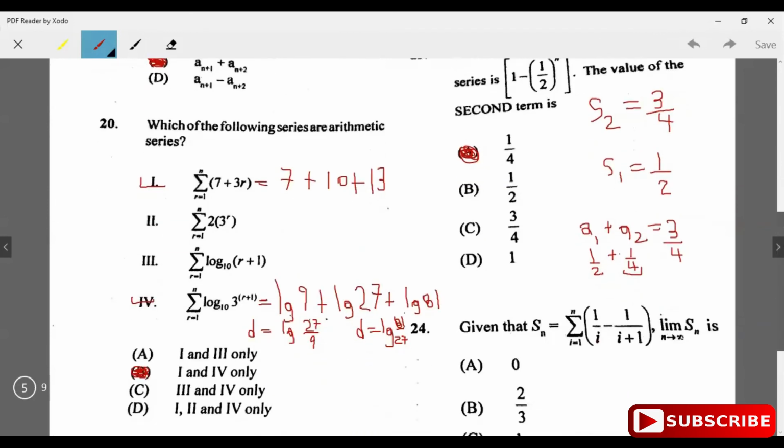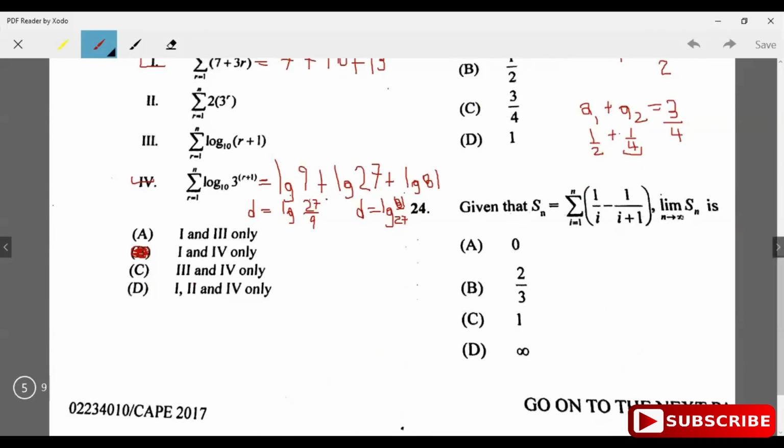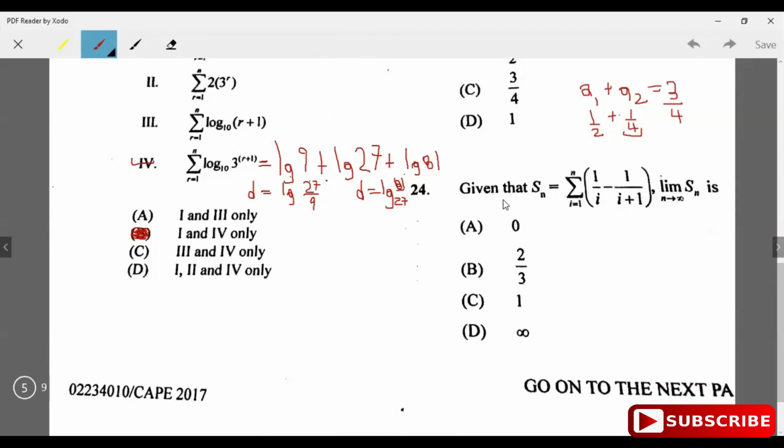All right. Question 24. Question 24 says, given that Sn is a summation of 1 over i minus 1 over i plus 1, find the limit as n goes to infinity. So the first thing we need to do is to rewrite this using the method of differences.